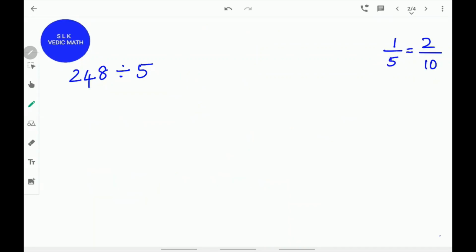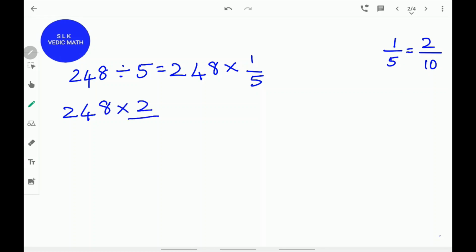Let's try another example. 248 divided by 5. 248 can be written as 248 times 1 by 5. 1 by 5 can be written as 2 by 10 because 1 by 5 and 2 by 10 are equivalent. So, 248 times 2 by 10.